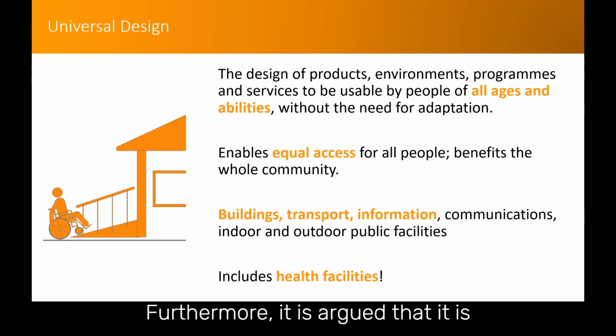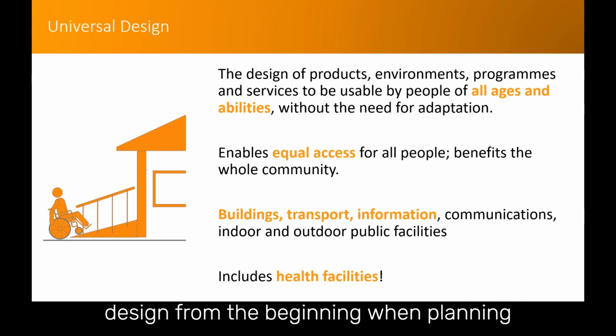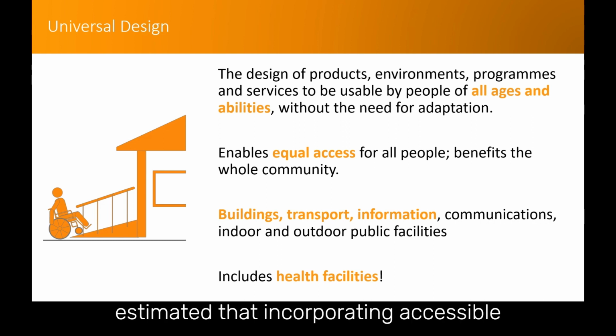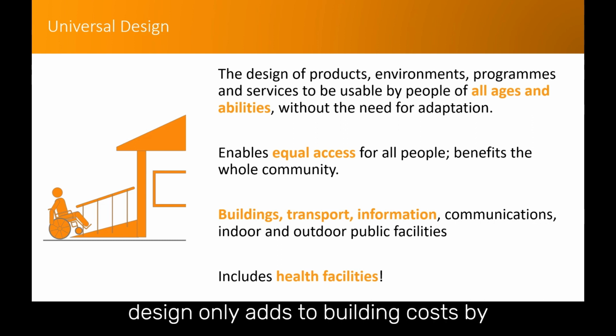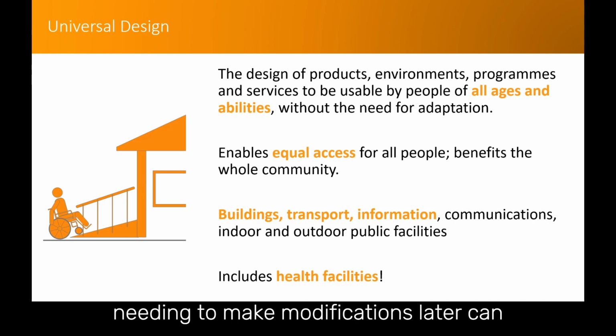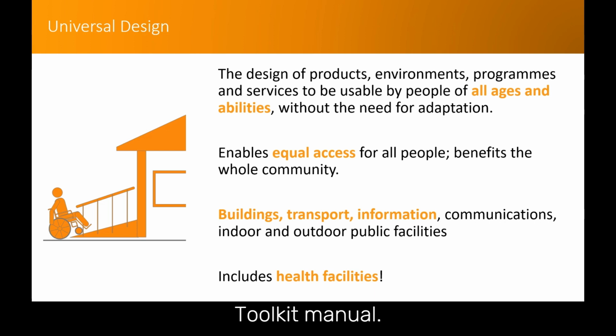Furthermore, it is argued that it is easier and cheaper to include universal design from the beginning when planning a facility or program, rather than trying to retrofit it later. It is estimated that incorporating accessible design only adds to building costs by between 0.5 and 1%, whereas needing to make modifications later can be far more costly. You can find the principles of universal design further outlined on page 41 of the Toolkit manual.